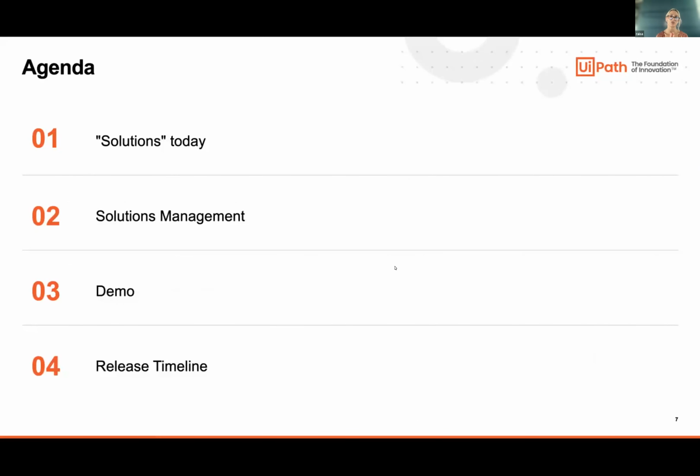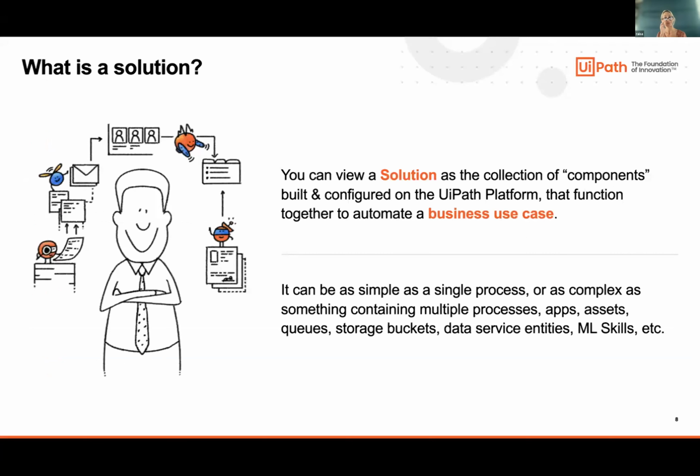So let's see a bit the agenda for today. We're gonna start with the status quo about solutions today in the UiPath platform. Then we're gonna transition to the solution management capabilities we've been working on and explain a bit the context of this and what we expect. And afterwards, we'll move to see an actual demo of how these new features are working and how you can leverage them in your day-to-day work. And last but not least, we're gonna discuss a bit around timelines and when you will be able to actually play with this and use it in your day-to-day work. So let's get this started.